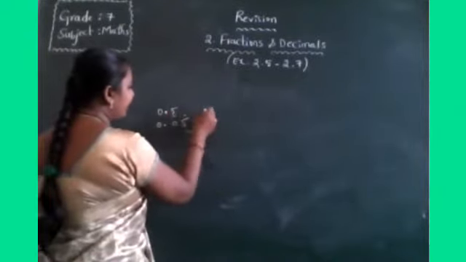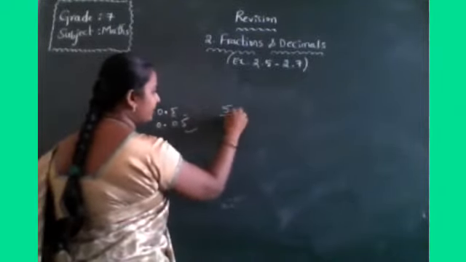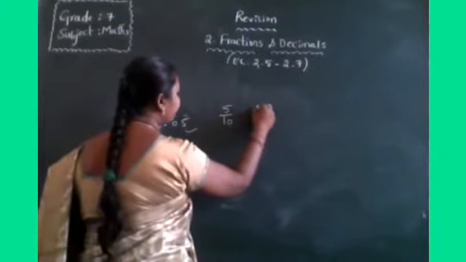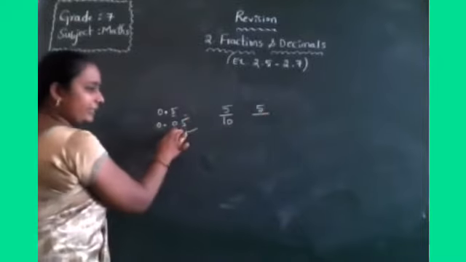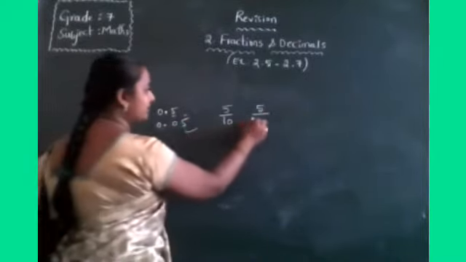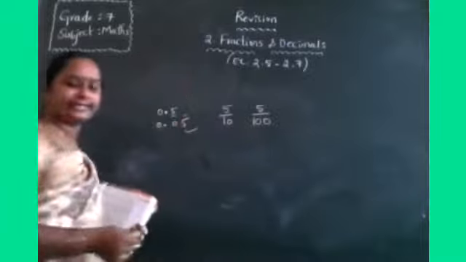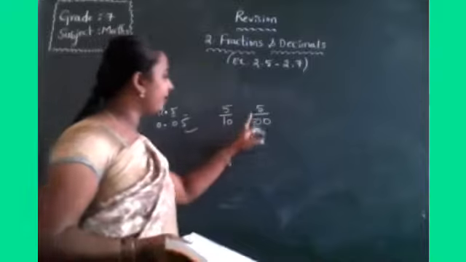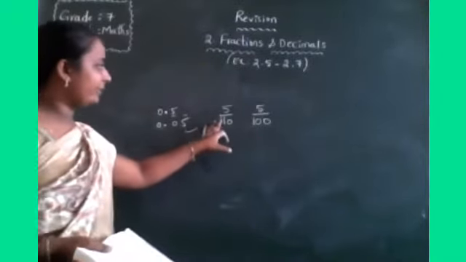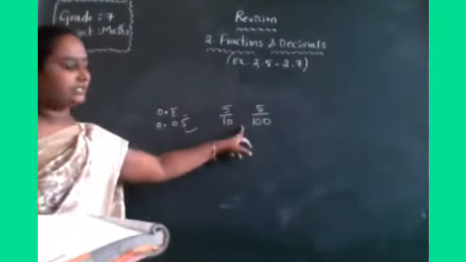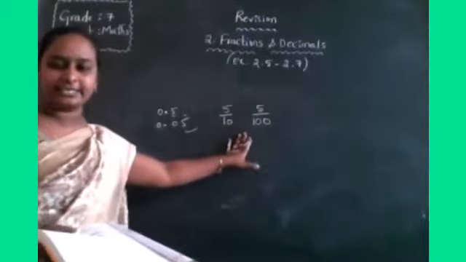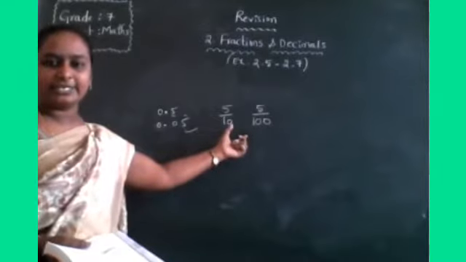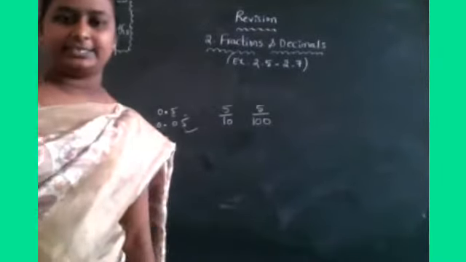So 0.5, first write this in the form of a fraction: 5 by 10. And 0.05, how to write this? 5 by, what is the place value of 5? Hundredth part, that is 5 by 100. So 5 by 10 and 5 by 100. How can you say which is greater? Here, are the denominators the same? No. The denominators here are different.